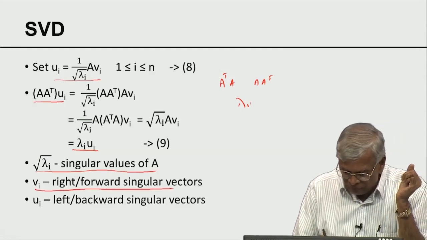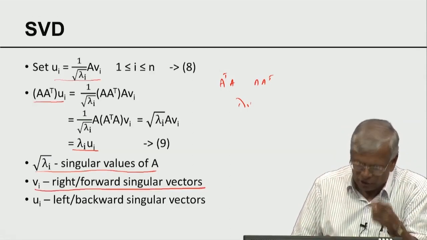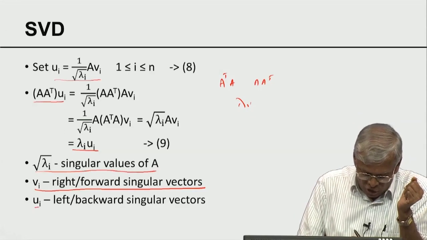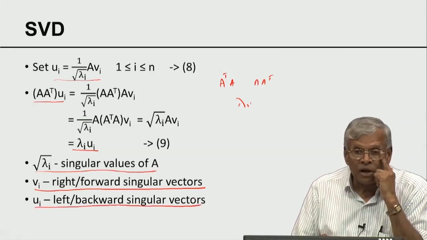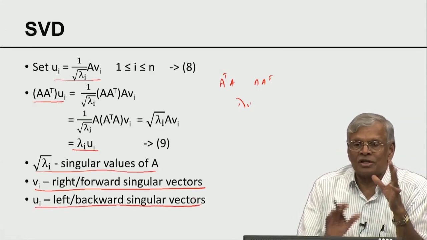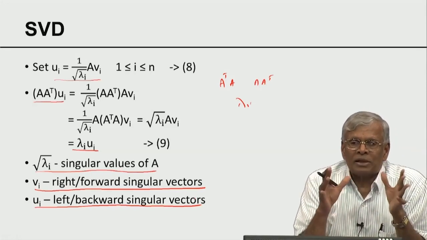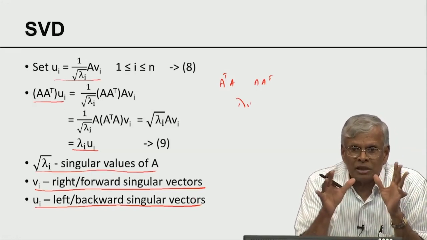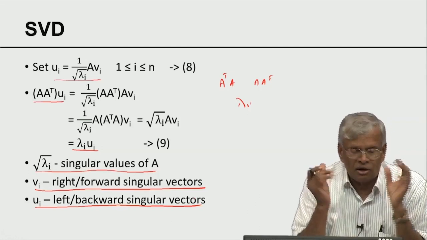So square root of lambda_i are called the singular values. The v_i are called the right or forward singular vectors. The u_i are called left or backward singular vectors. These are the general nomenclature that is well understood within the applied mathematics linear algebraic context.